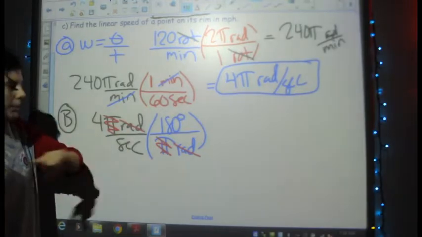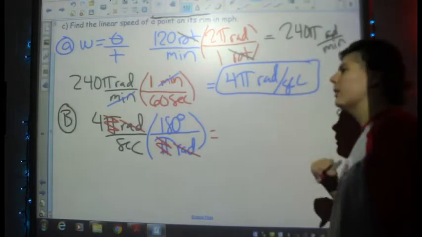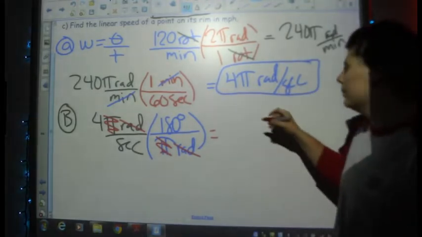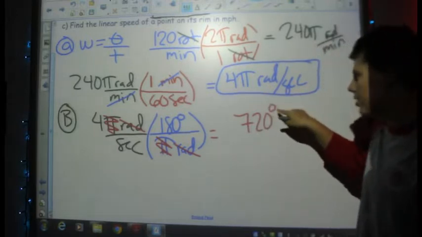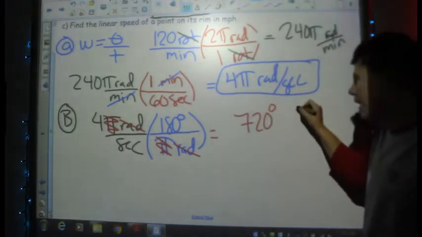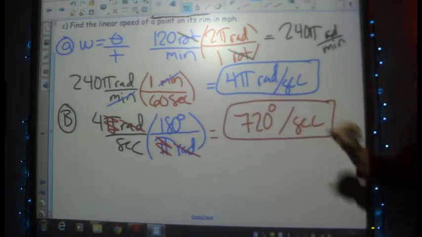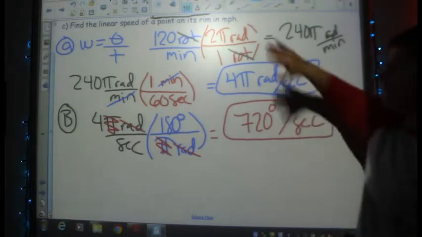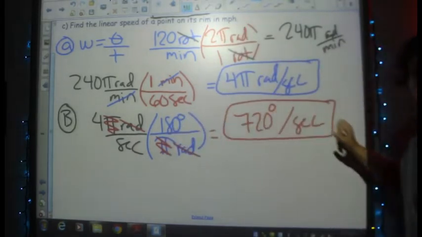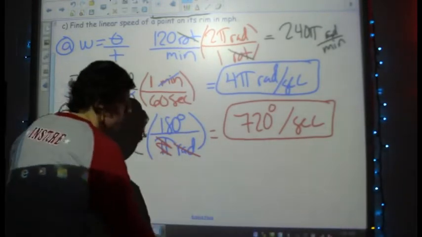So now all I have to do is say 4 times 180. I can grab my calculator if I need it, but I know that 2 times 180 is 360, and 360 plus 360 is 720. So that gives me 720 degrees, don't forget your degree sign, and that is per second. So 720 degrees per second. All part B was asking me to do is take what I already found and then convert it.